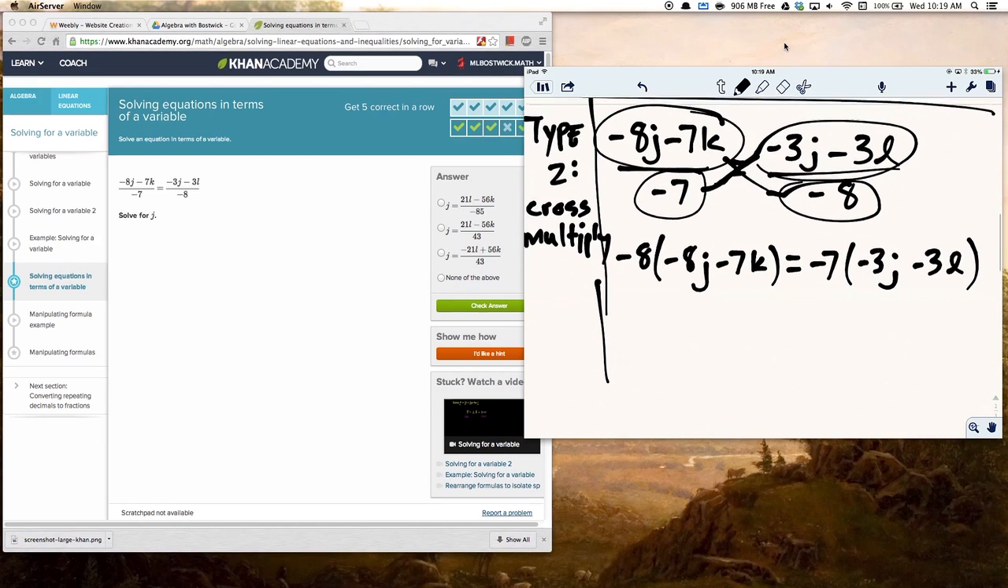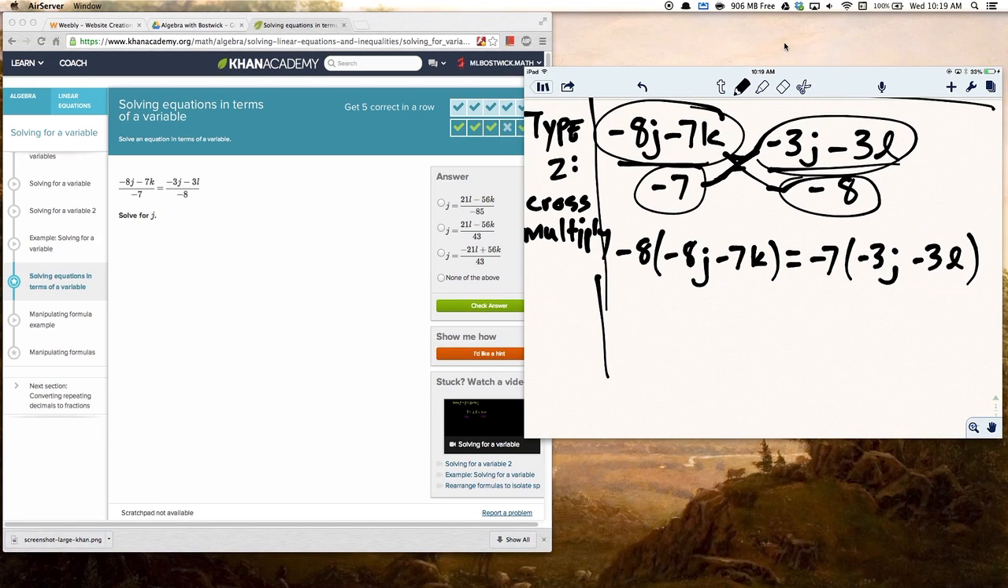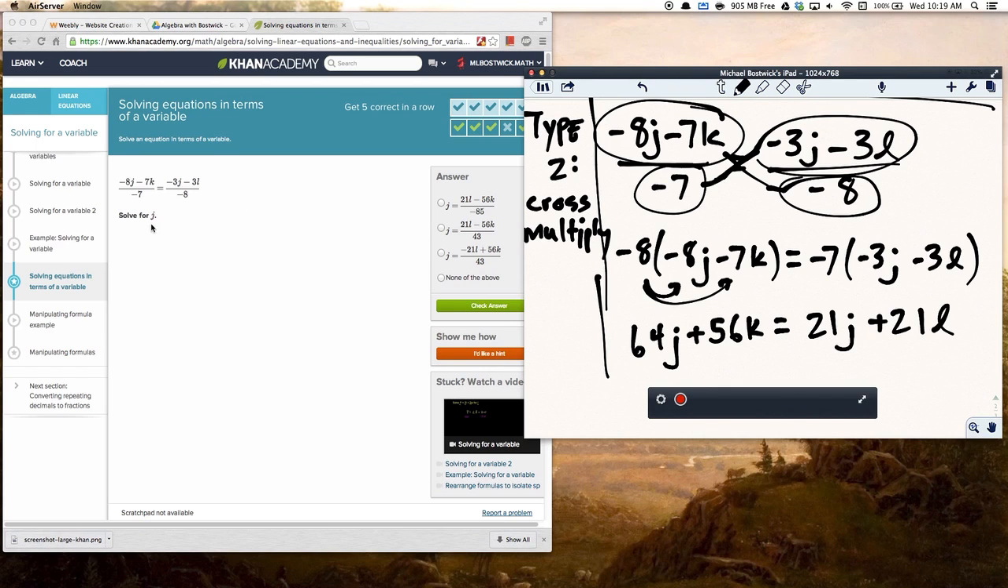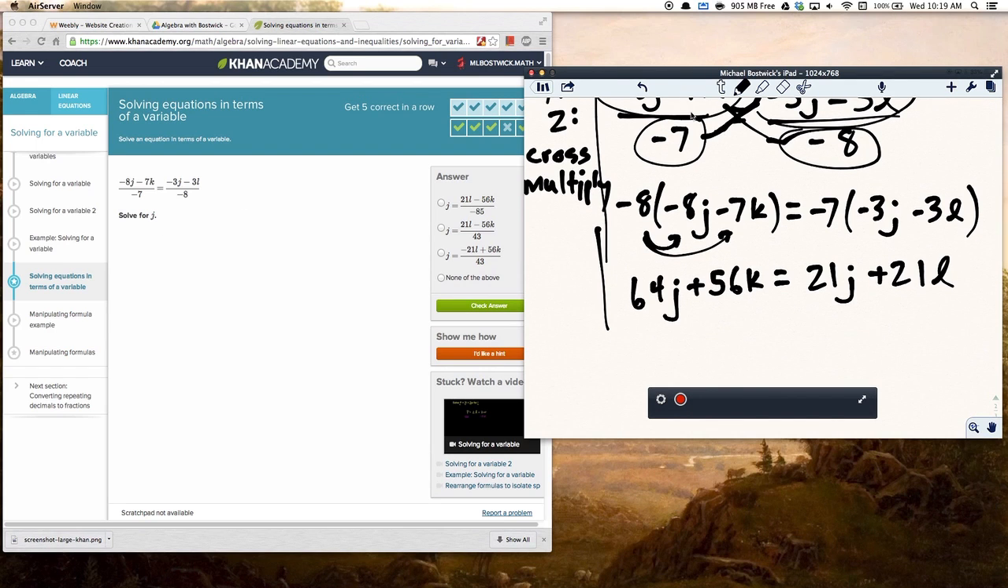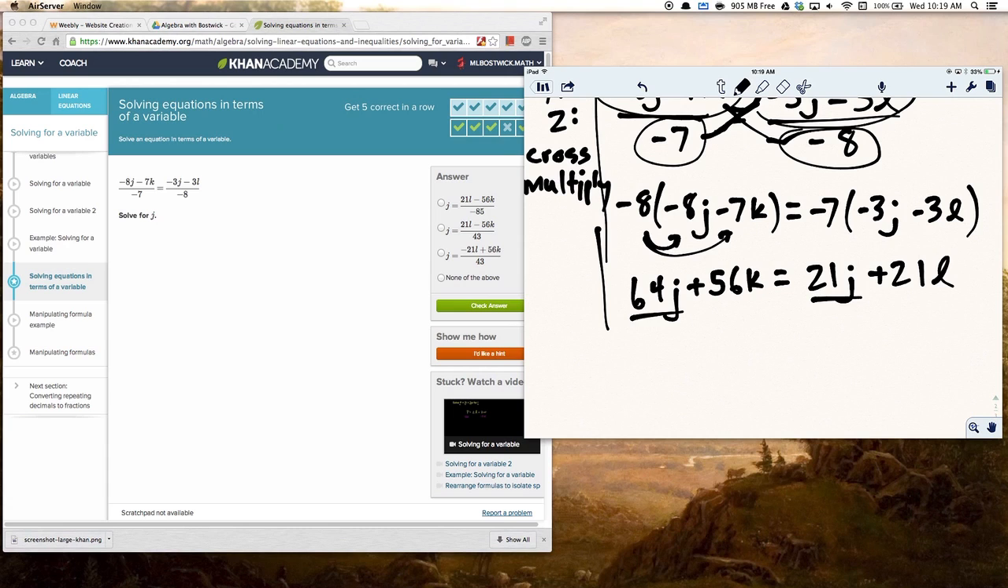Okay, so from this point, I can use the distributive property. So negative 8 times negative 8 is positive 64j, and then negative 8 times negative 7 is plus 56k. And that's going to be equal to negative 7 times negative 3 is positive 21j, and then negative 7 times negative 3 is another positive 21, and this time it's L. And this problem tells me to solve for j, and so I'm going to notice that I have j on both sides of the equation.